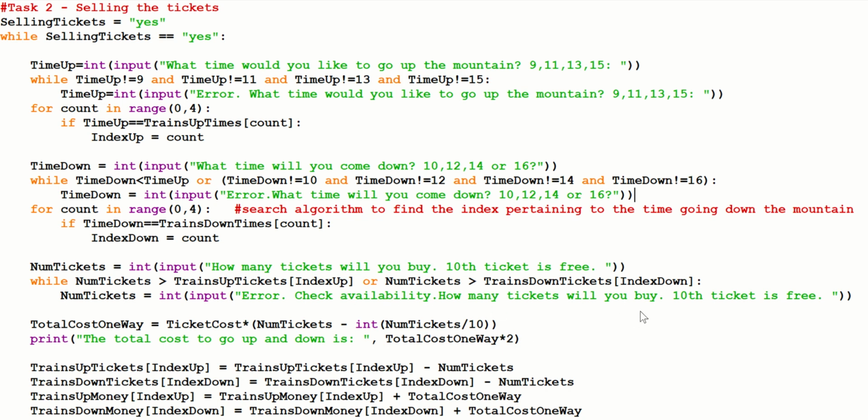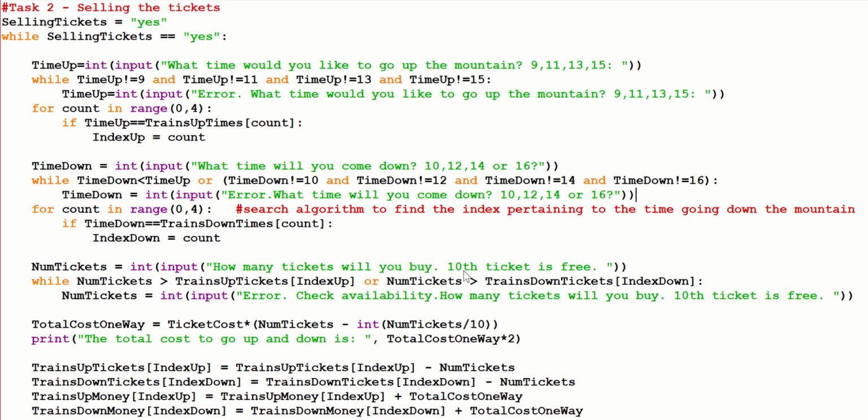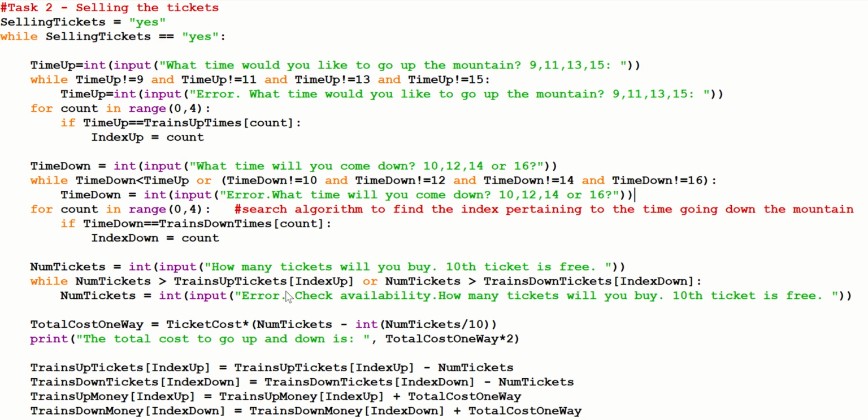Then it would ask how many tickets do you want to buy. It would keep on doing this until num tickets is not more than that, and num tickets is not more than this. So these both have to be correct.